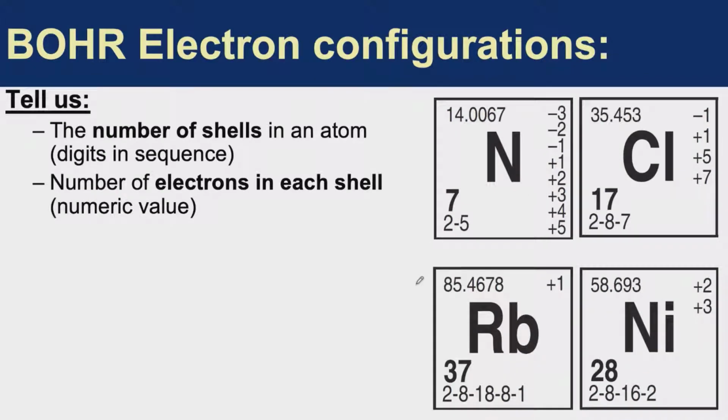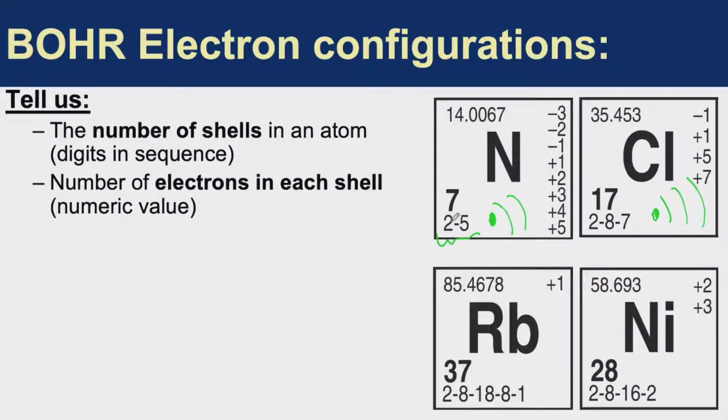When we look at a Bohr electron configuration in these boxes of the periodic table, we can see that they tell us two very specific things. Let's look at nitrogen first. You can see that there's a two-number sequence. That tells us that there are two principal energy levels in nitrogen. So if here's our nucleus, it would look like this. There would be two rings. Here in chlorine, we would have a three-number sequence. There would be three rings in there. And of course, we're looking at cross-sections of an atom.